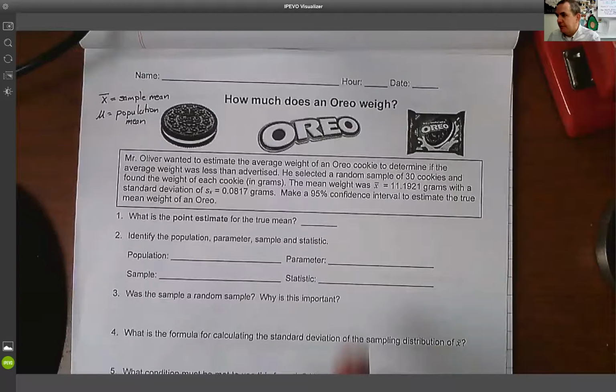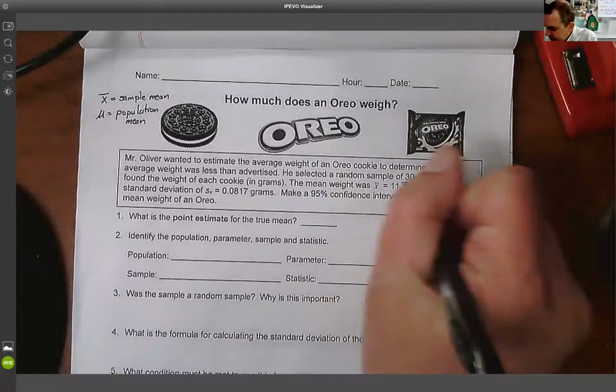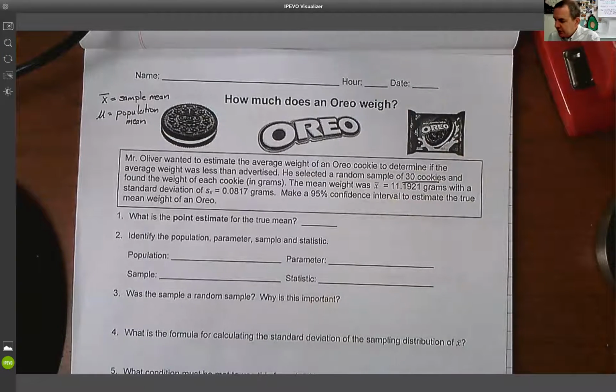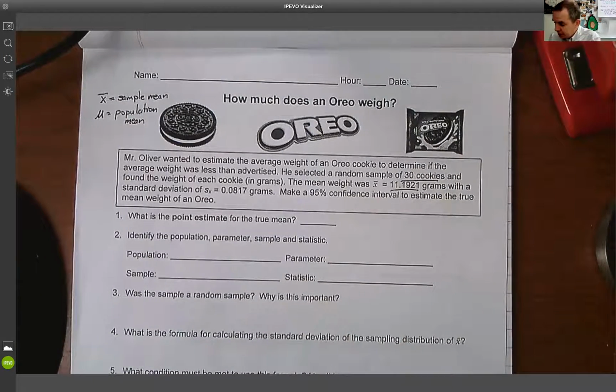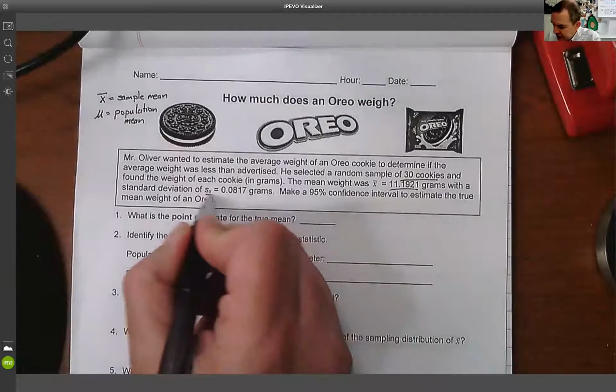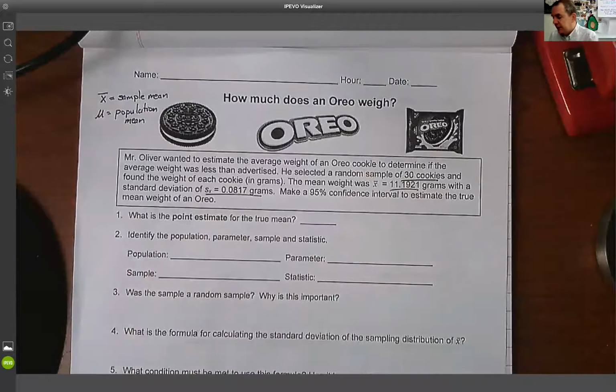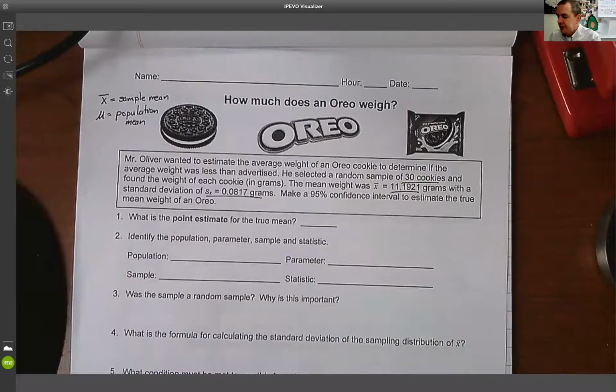So we want to estimate the average weight of an Oreo cookie to determine if the average weight was less than advertised. I selected a random sample of 30 cookies and found the weight of each cookie in grams. The mean weight was 11.1921 grams with a standard deviation of 0.0817 grams. Make a 95% confidence interval to estimate the true mean weight.